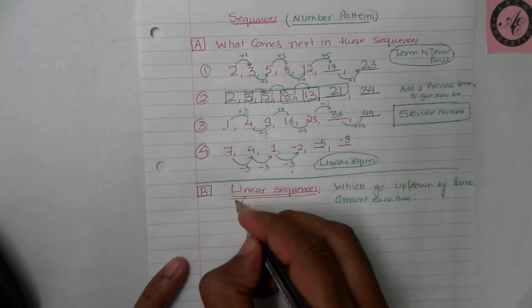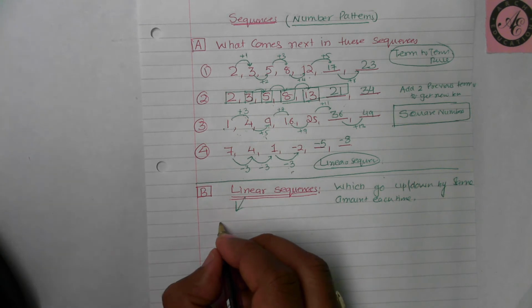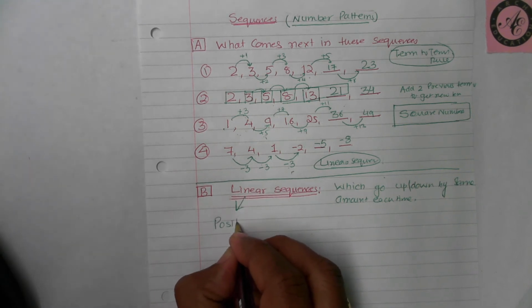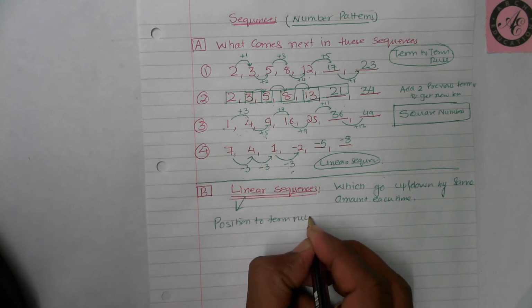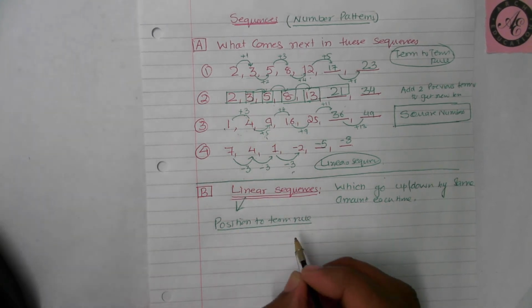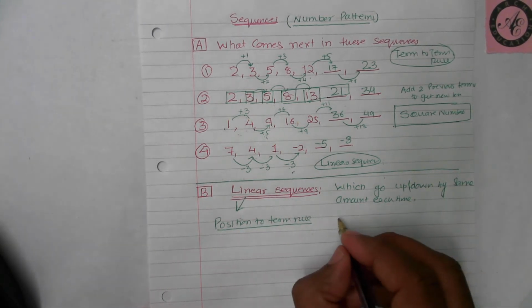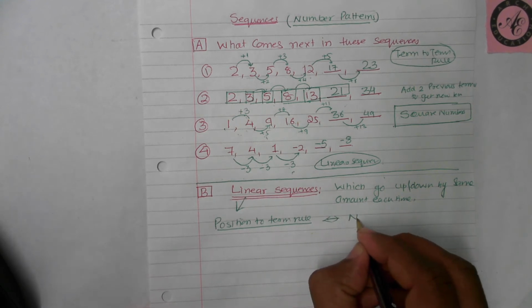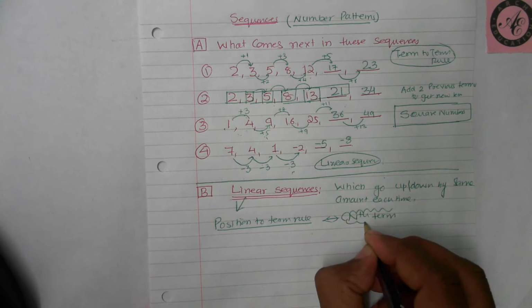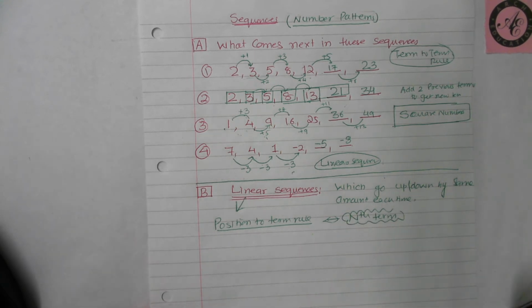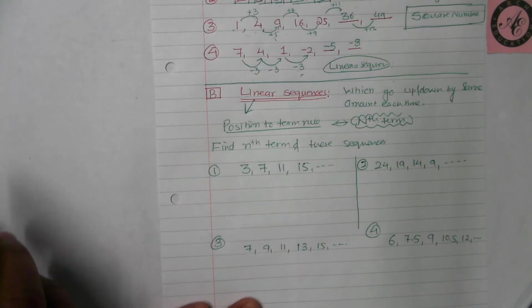And if the sequence is linear, guys, you can find a thing called the position to term rule, which helps you to find any term after that. This is also called the nth term. So I'm going to teach you how we find the nth term of linear sequences now.